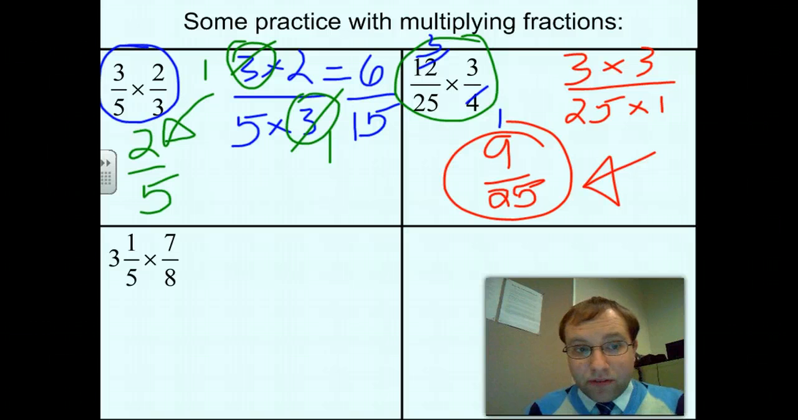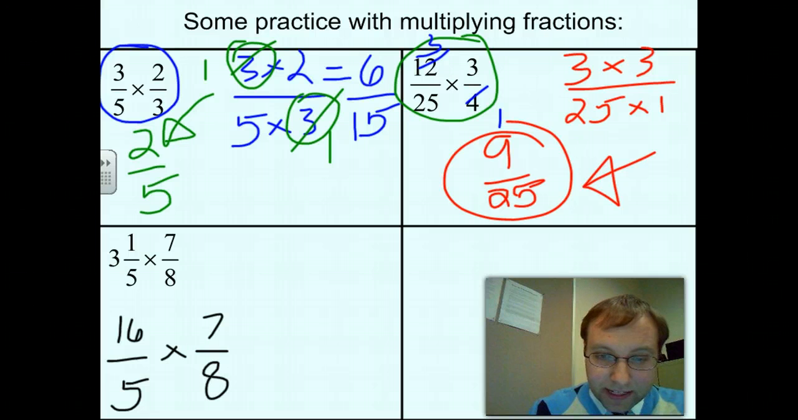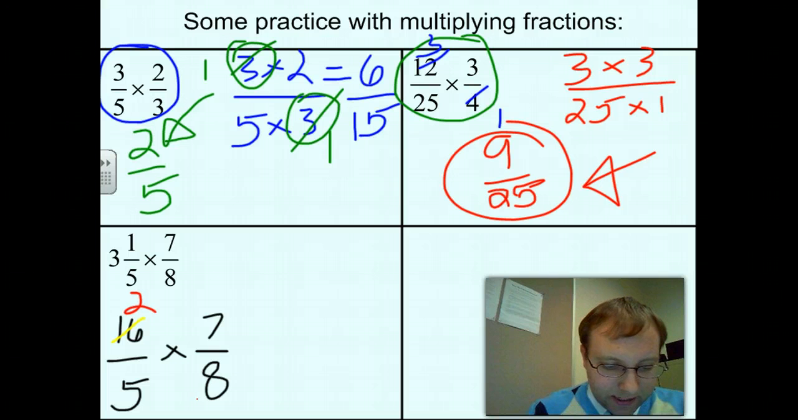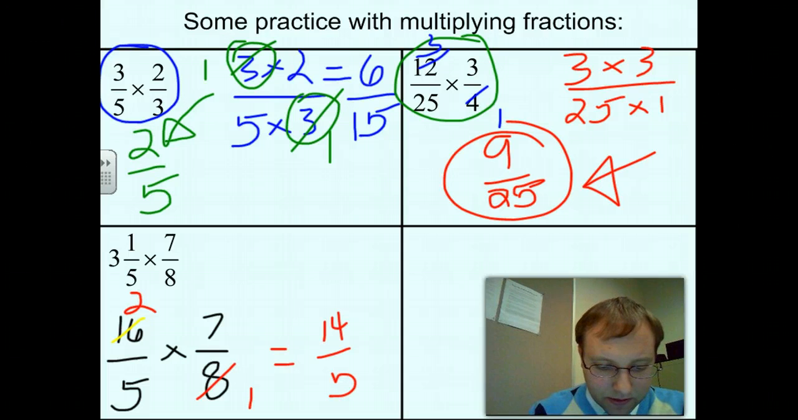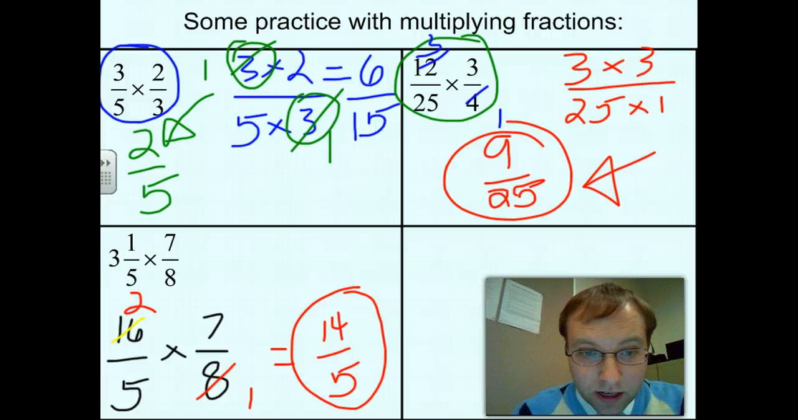So converting 3 1/5 to an improper fraction is 16/5. 3 represents 15/5, plus 1 more. We're going to multiply that by 7/8. I'm going to go ahead and do some canceling with the 16 and the 8, dividing both by 8. 16 divided by 8 is 2. 8 divided by 8 is 1. And we end up at 14/5. Again, you could multiply 16 by 7 and get 112, 5 by 8 and get 40. Divide both of those by 8 because they are both divisible by 8 and get 14/5 one way or another.